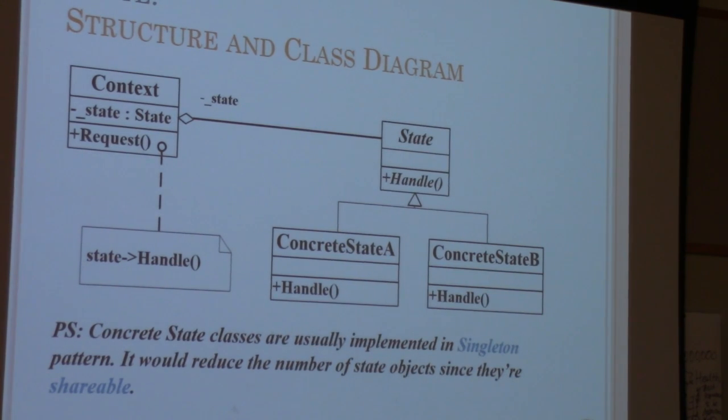So here is what the class diagram looks like. One part is the hierarchy of states, as many states as you need, and then there is the context. A context holds an object of type state, and this state is the base class pointer. So that base class pointer can point to any child class object.